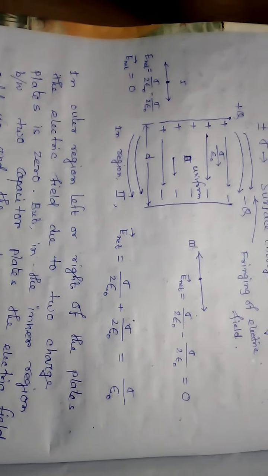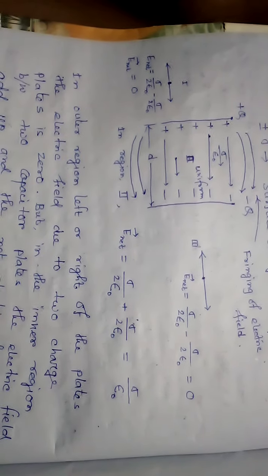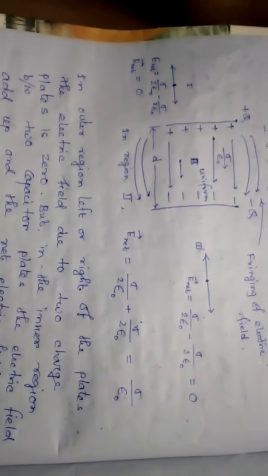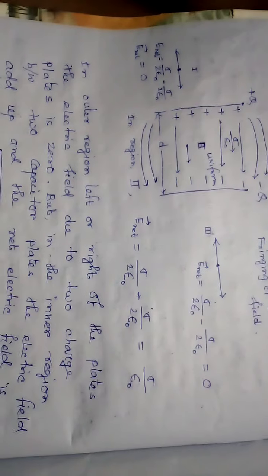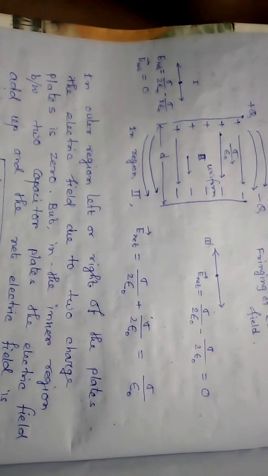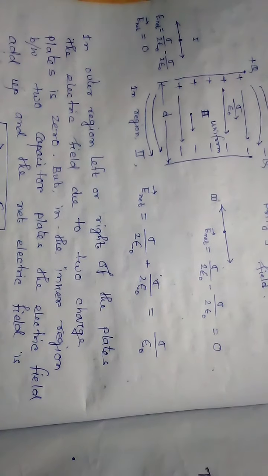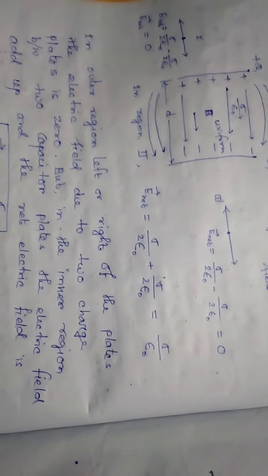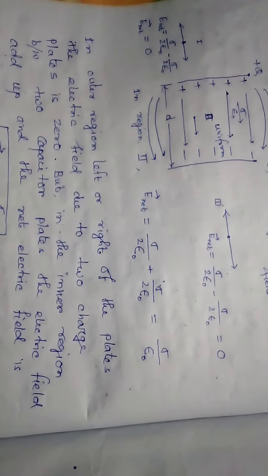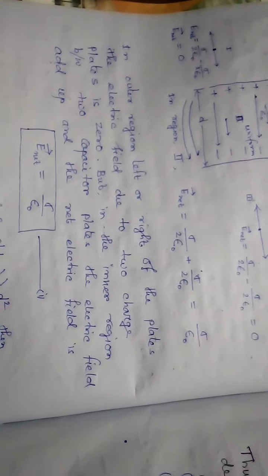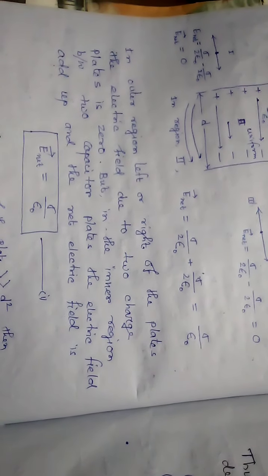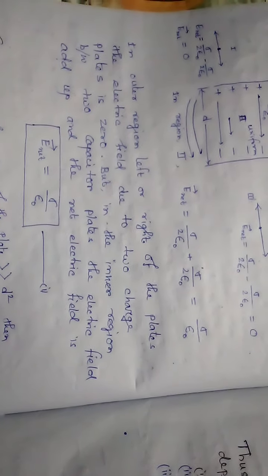This is because the space between the two plates is filled by air. If this space is filled by any dielectric material, then the net electric field at the intermediate region between the two plates will be E net equals sigma by epsilon, where epsilon is the permittivity of the dielectric. So in the outer region, left or right of the plates, the electric field due to the two charged plates is 0, but in the inner region between the two capacitor plates the electric fields add up and the net electric field is sigma by epsilon naught.